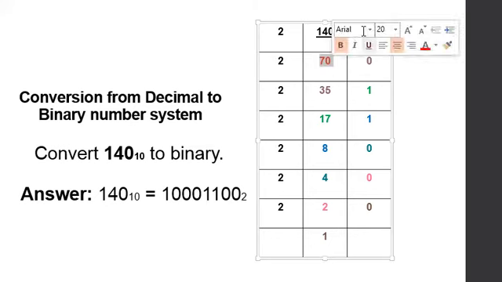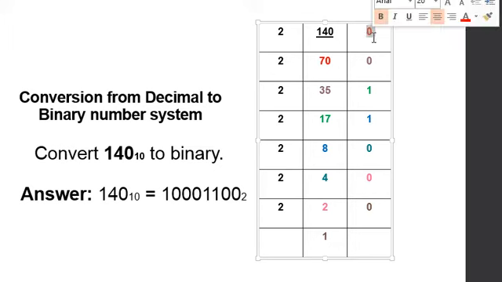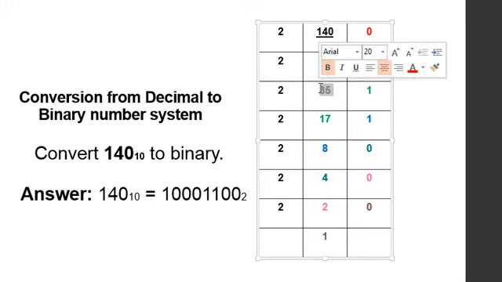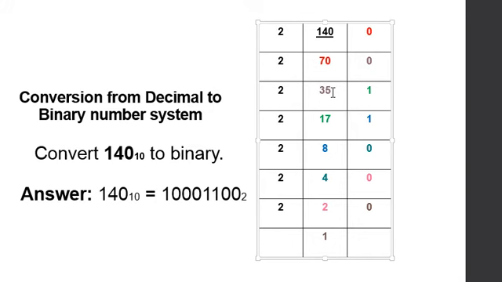And what is this 0 for? This stands for the remainder. So you have here 140 divided by 2, the answer is 70. Then you put the remainder beside 140. Now, let's divide the answer by 2 again. 70 divided by 2, our answer is 35, so we write it down. Then we write the remainder on the right side of 70. That's why we have 0, because we have no remainder.